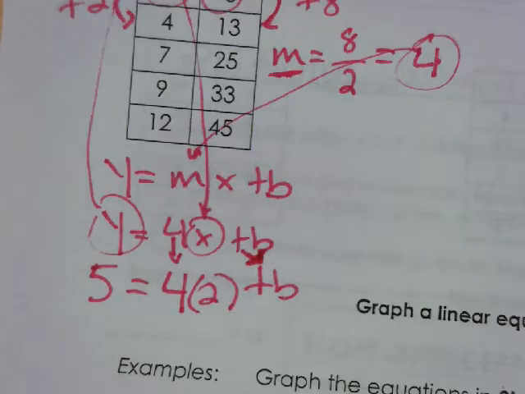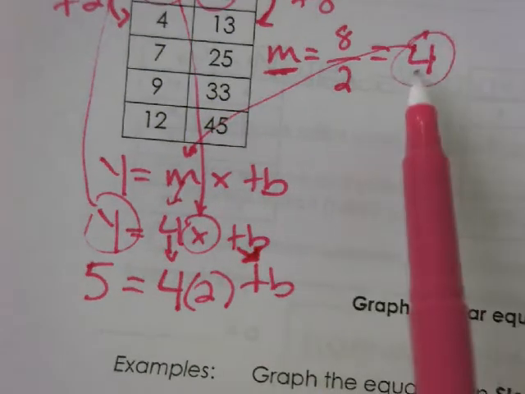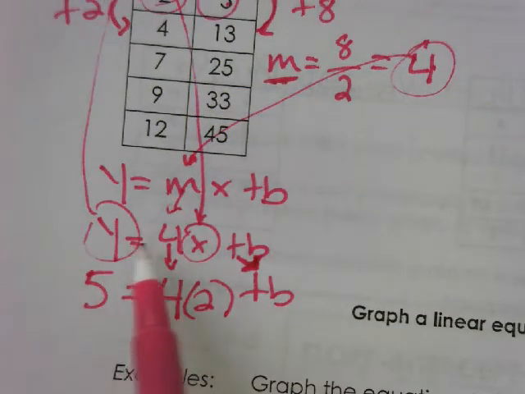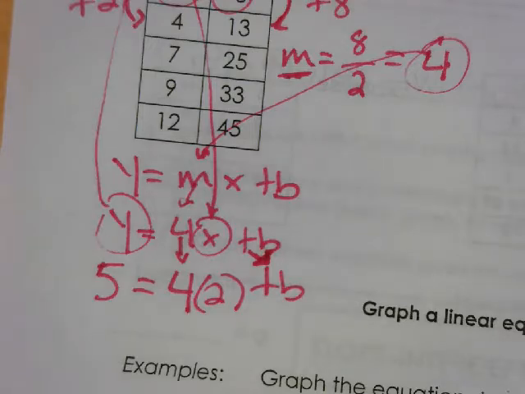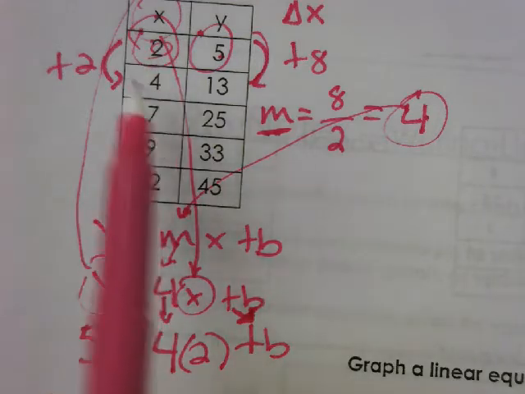So again, let me go back. Let me start over. We started with the equation y equals mx plus b. I then put in the 4 for m because I figured out that my slope is 4. So I wrote out y equals 4x plus b. Okay, I have to figure out what that plus b or that y-intercept is. In order to figure that out, I need to input an ordered pair from my table. I chose the first one. Any of them will work. Okay, I chose the first ordered pair 2, 5. Right? When x is 2, y is 5.